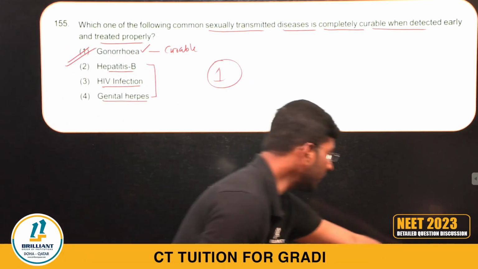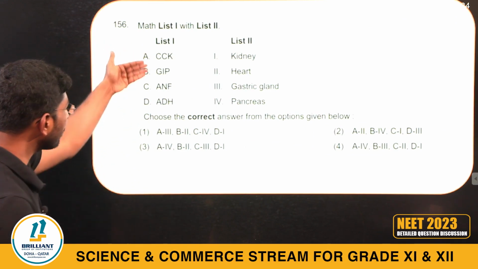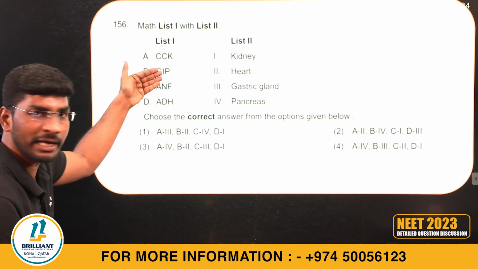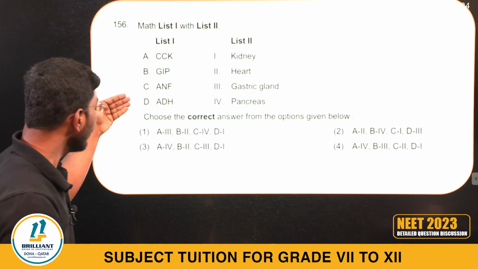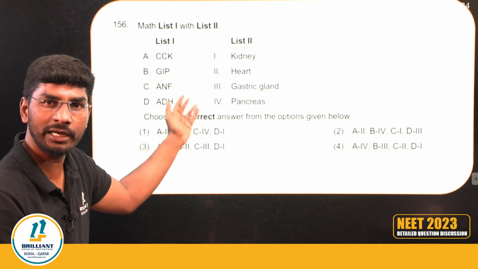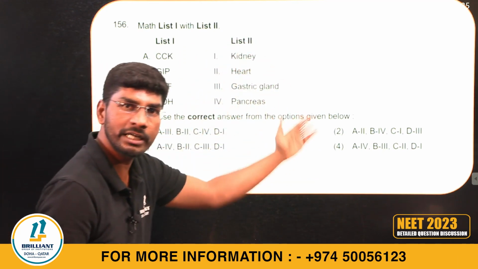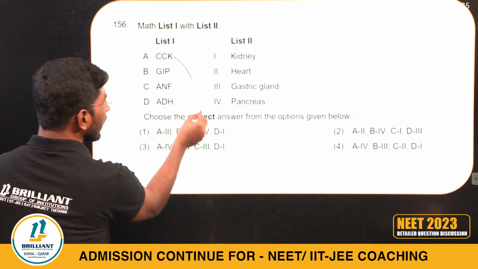Look at the next question. Next question 156. Different types of hormones are given here: CCK, cholecystokinin; GIP, gastric inhibitory peptide; ANF, atrial natriuretic factor; ADH, antidiuretic hormone, also called vasopressin. The affected organ is given, but the affected part is also given. Cholecystokinin, pancreas.